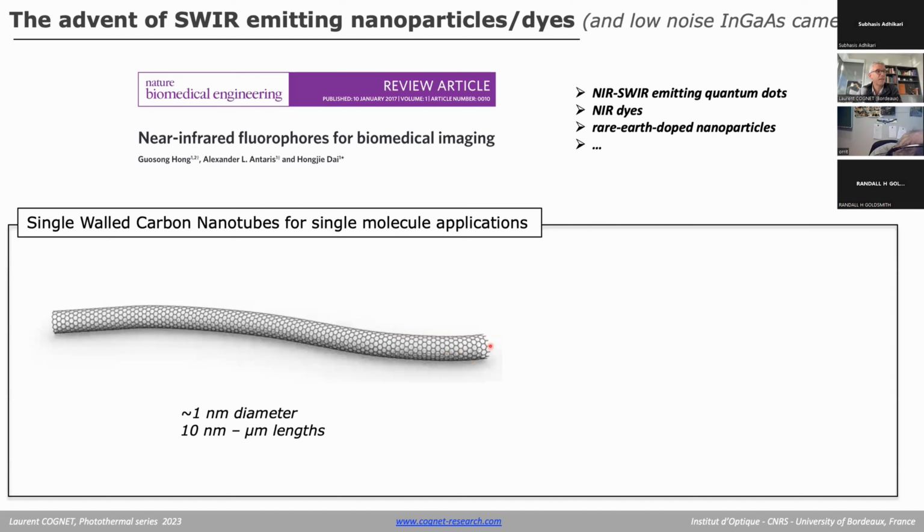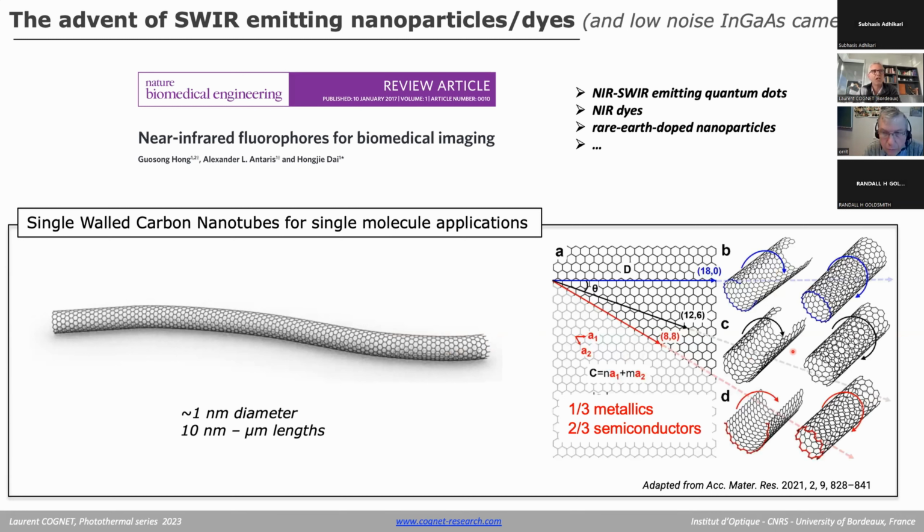So we are talking about single-wall nanotubes, meaning that you can see them as a sheet of graphene that you roll to create such structures. The diameter will be around 1 nanometer, the length between tens of nanometers up to microns. And you can show that depending on how you roll the sheet of graphite to create your nanotube, you can have very different characteristics. And one third of these structures are metallic, and two thirds are semiconductors. So I will focus on the semiconducting ones here.